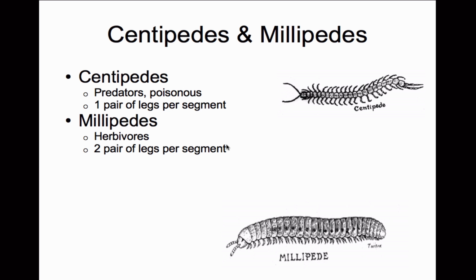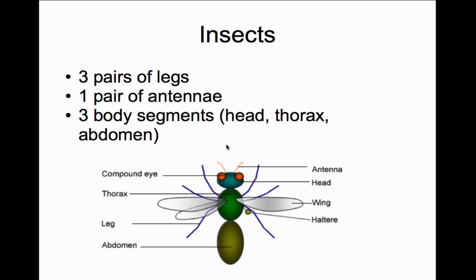Centipedes and millipedes are also arthropods. So centipedes are predators, and many of them are poisonous. They have 1 pair of legs per segment. Millipedes are actually herbivores, but they have 2 pairs of legs per segment. And then the insects as a whole are part of arthropods, and insects have 3 pairs of legs and 1 pair of antennae, and they always have 3 body sections. So on insects, you'll see a head, you'll see a thorax, and you'll see an abdomen region.